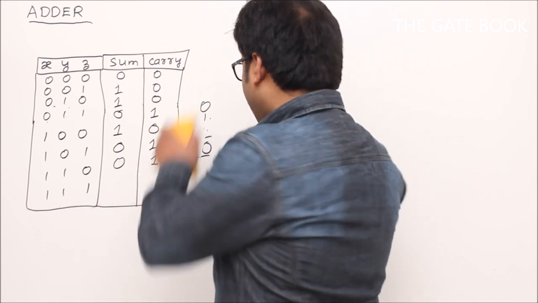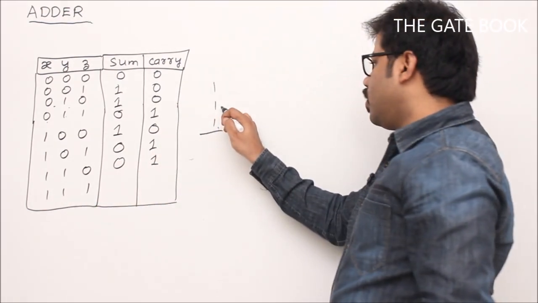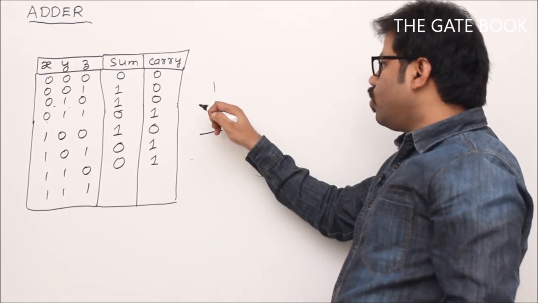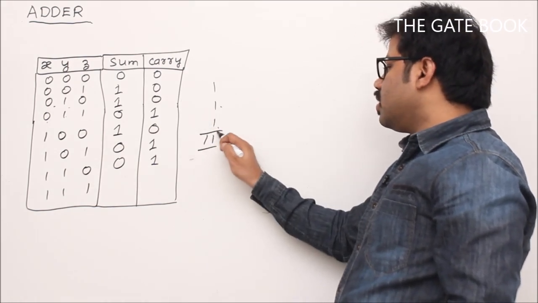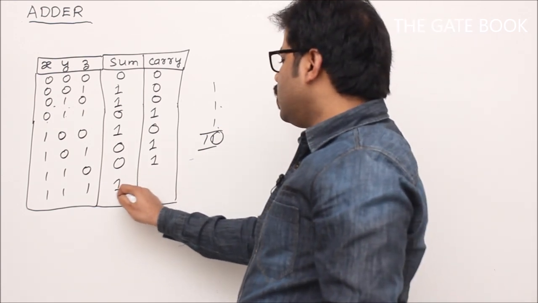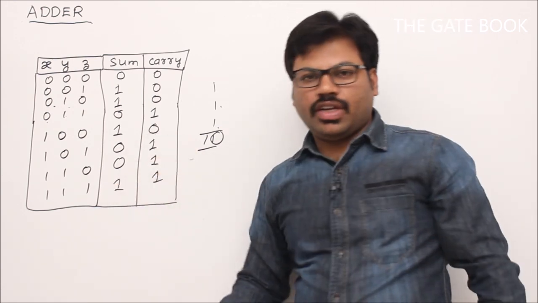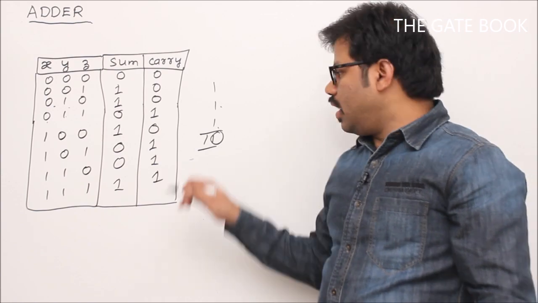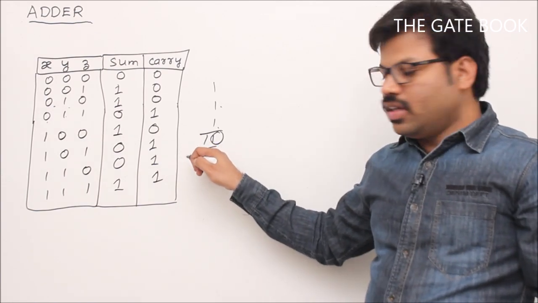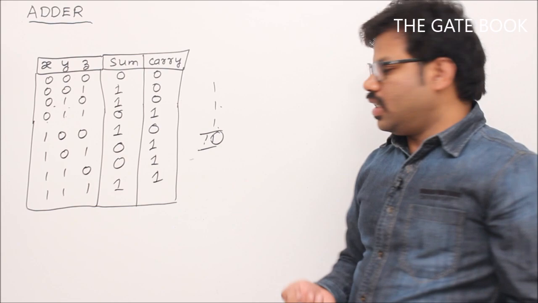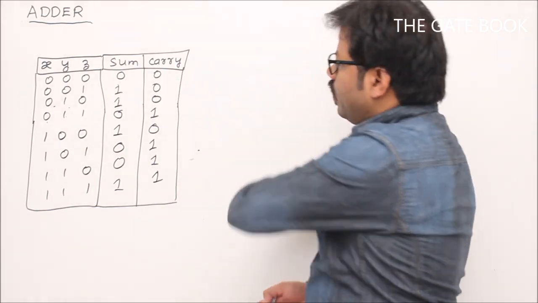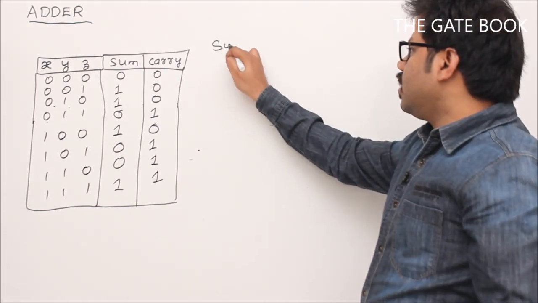When you have triple 1, 1 plus 1 is 2, 2 plus 1 is 3. So 3 means 1 is sum and carry is 1, right? That's why 1 plus 1 plus 1 is 3. 3 can be represented in binary as 1 1. So that 1 is called carry. That's easy to understand, correct? Once you have these values, then we have to realize the equation.